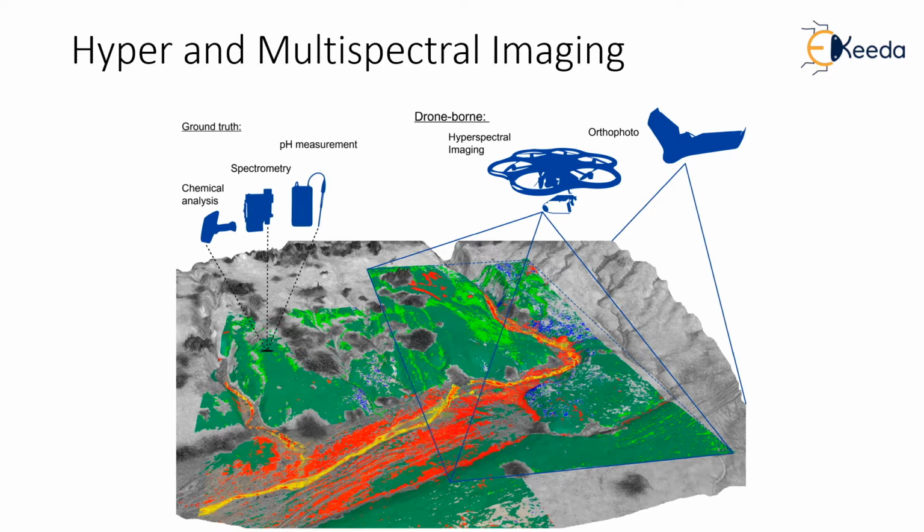Hyper and multispectral imaging processes electromagnetic information for each captured pixel. The difference between hyper and multispectral lies in the range of spectrum they process. Drone-enabled spectral imaging is used to detect problems that wouldn't be otherwise visibly detectable. They have a huge application in the agricultural sector.